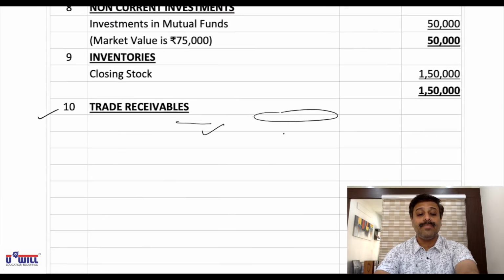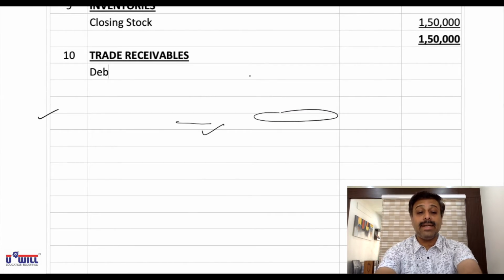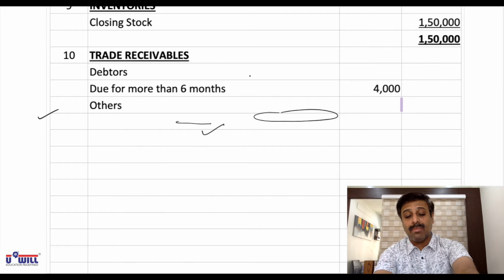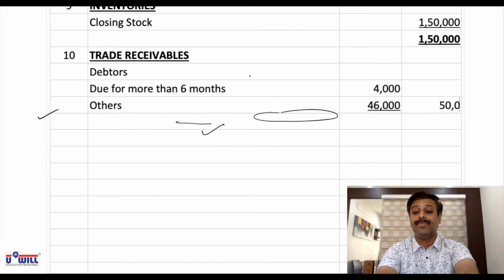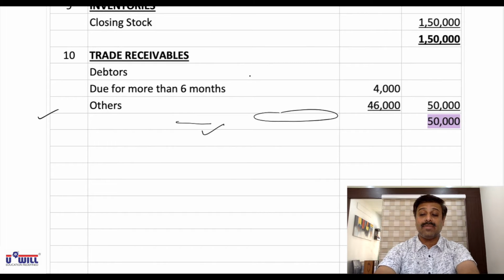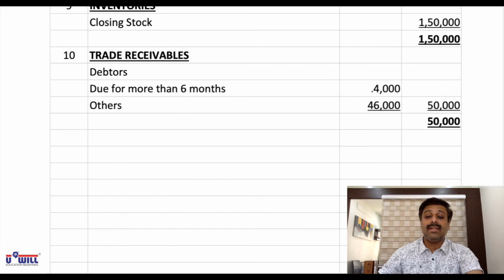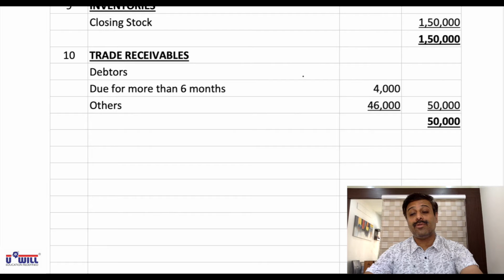Okay, debtors. How will we show it? Understand it. In debtors we will write due for more than 6 months are 4,000, in the inner column. Then other debtors. Others means remaining, 50 minus 4, remaining are 46,000. So total debtors will come to 50,000 in that manner, and that itself will be the total. So this is how we give the disclosure of debtors. First we write how much are debtors due for more than 6 months. Then we write the remaining amount of debtors. And then we show the total amount of debtors.